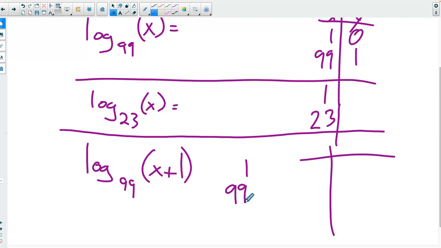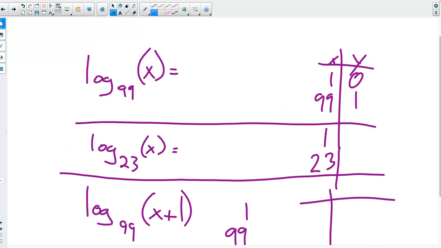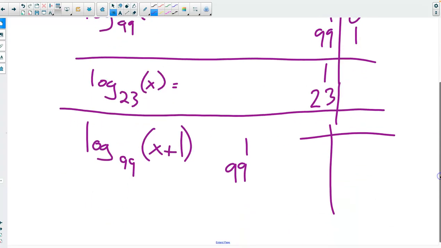So what do I have to plug in for x so that I get 1? I plug in 0 now, which makes sense because I shifted to the left 1. So this would be 0. Instead of 99, I'm now putting in what? 98. Because again, I've shifted to the left 1. That is what we're looking at.